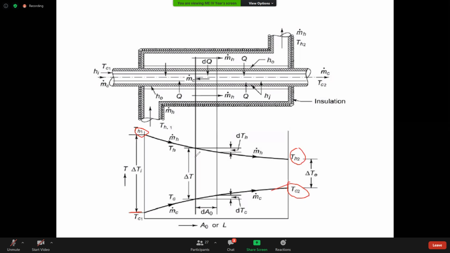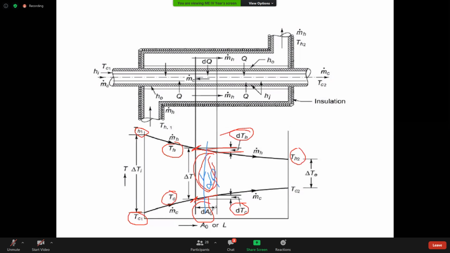Right? So here the temperature is some Th, and this temperature is Tc. In this element, the difference in temperature is dTh. There is a temperature drop from here to here, but we don't know how much. Again here also there is a temperature difference dTc due to the cold fluid. The area is dA naught, the elemental area dA naught. In that, the heat transfer is, I said, dQ.